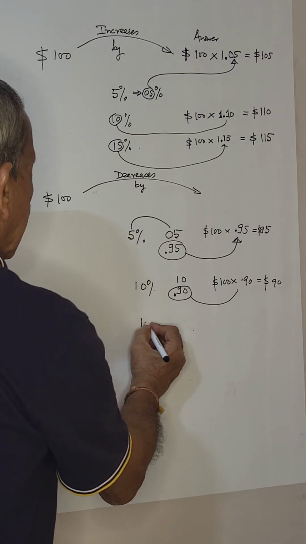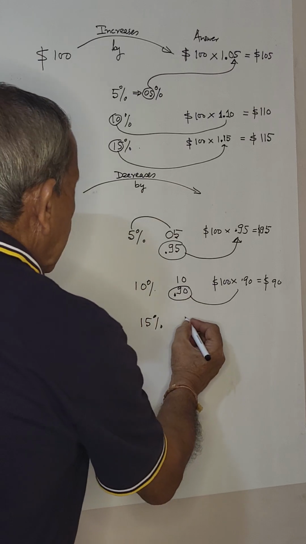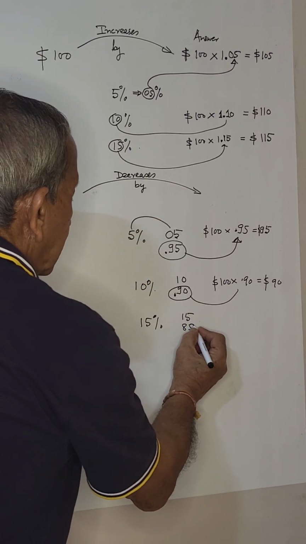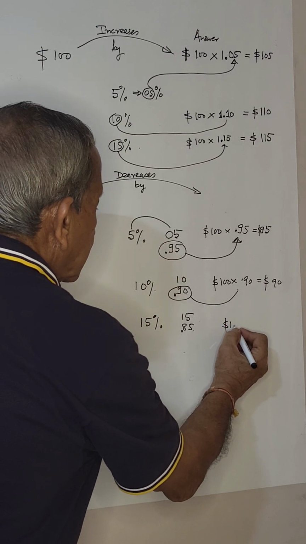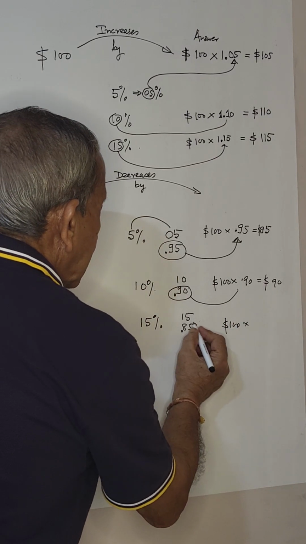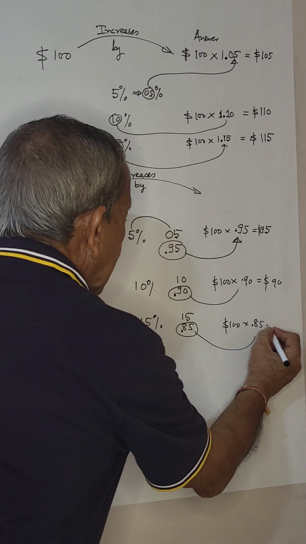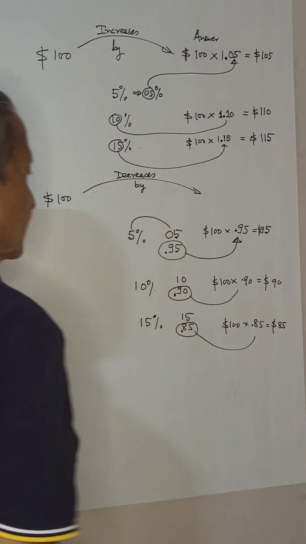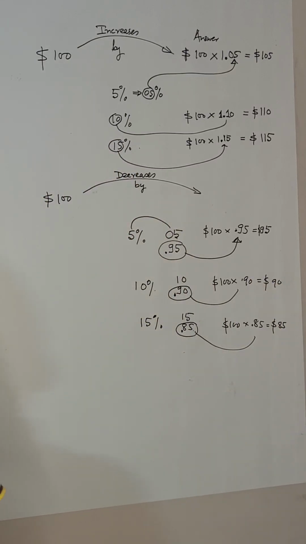If there is a decrease by 15%, write 15 here, subtract it from 100, you get 85, place a decimal here, and multiply your amount 100 by this, that is 0.85, and you get $85. This is how we do it.